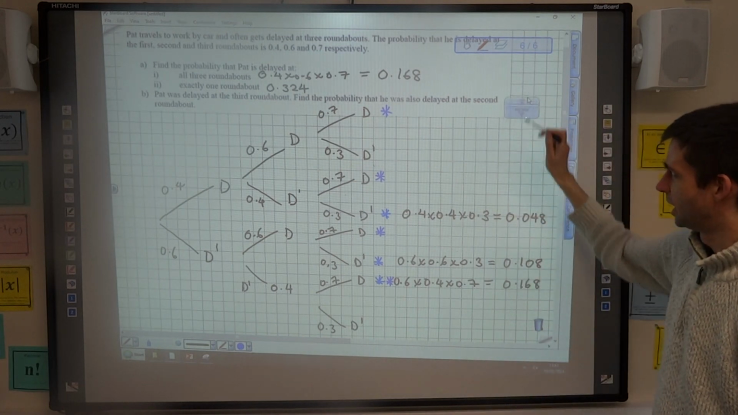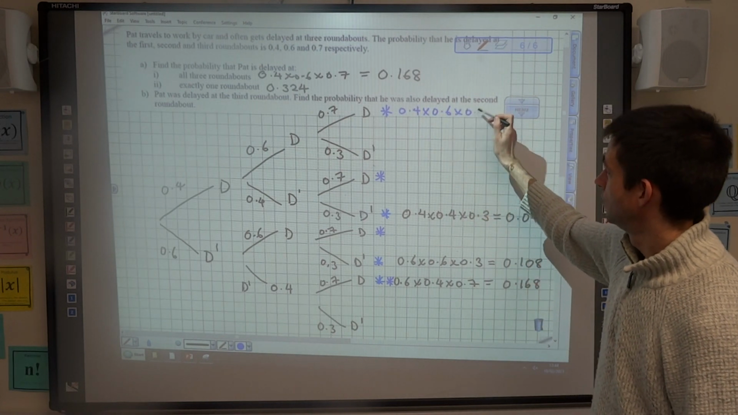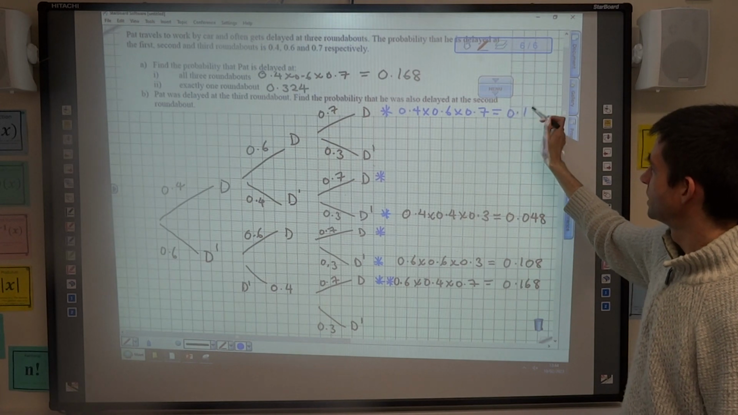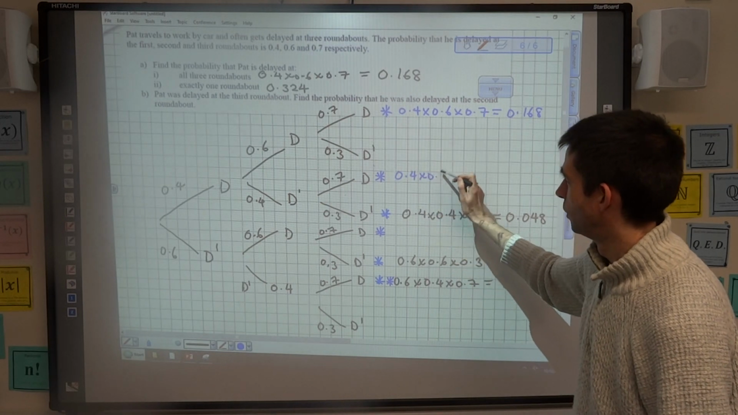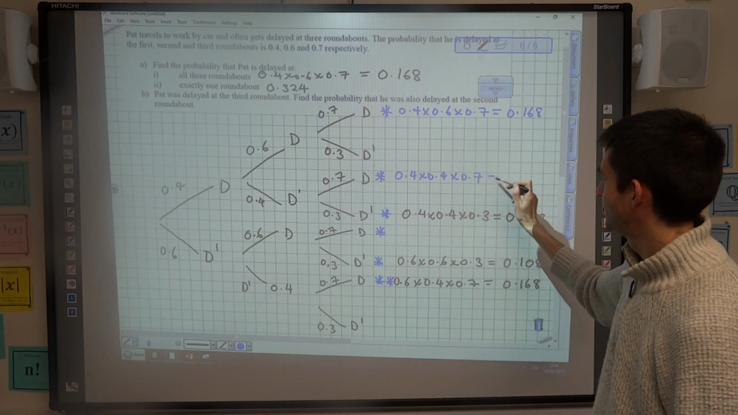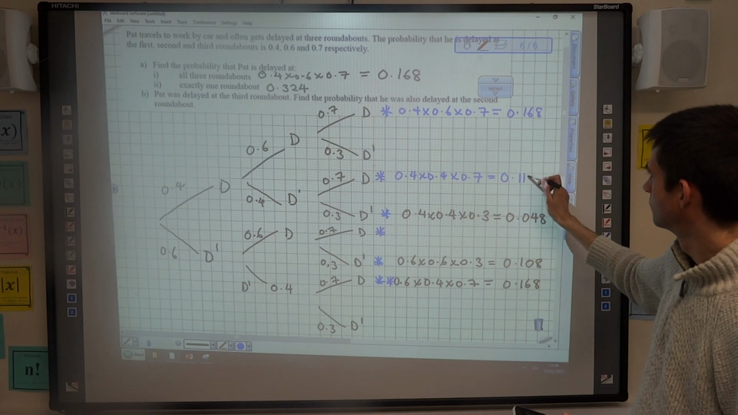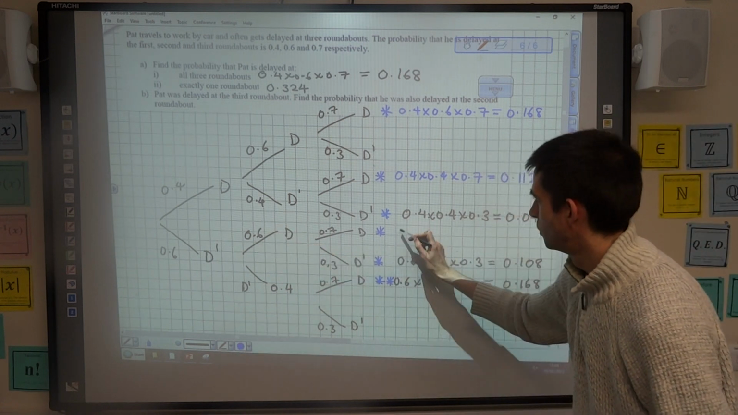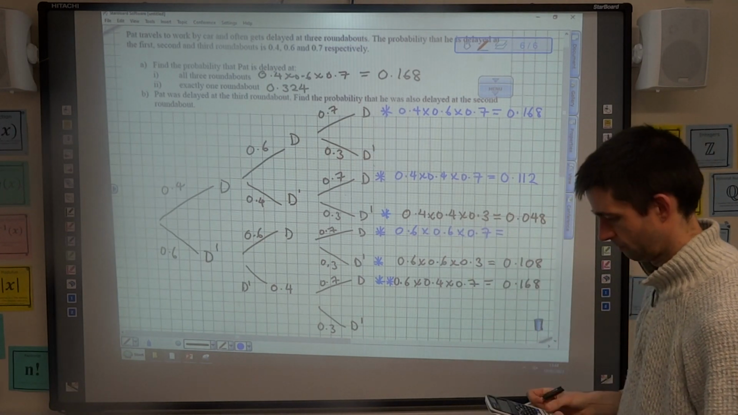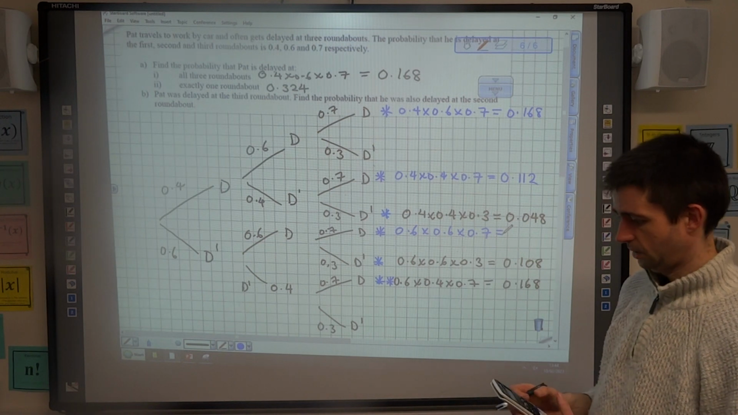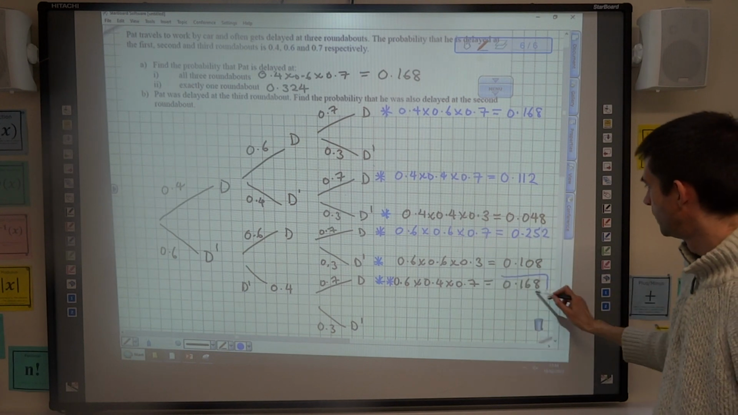So what I'm just going to do, I'm going to do this in purple. So I'm just going to work out these probabilities being delayed at the 3rd roundabout. So we've got 0.168 there, we know that from before. Here we've got 0.4 multiplied by 0.4 multiplied by 0.7, which is 0.112. Here we've got 0.6 multiplied by 0.6 multiplied by 0.7, which is 0.252. And I need to include this one as well.